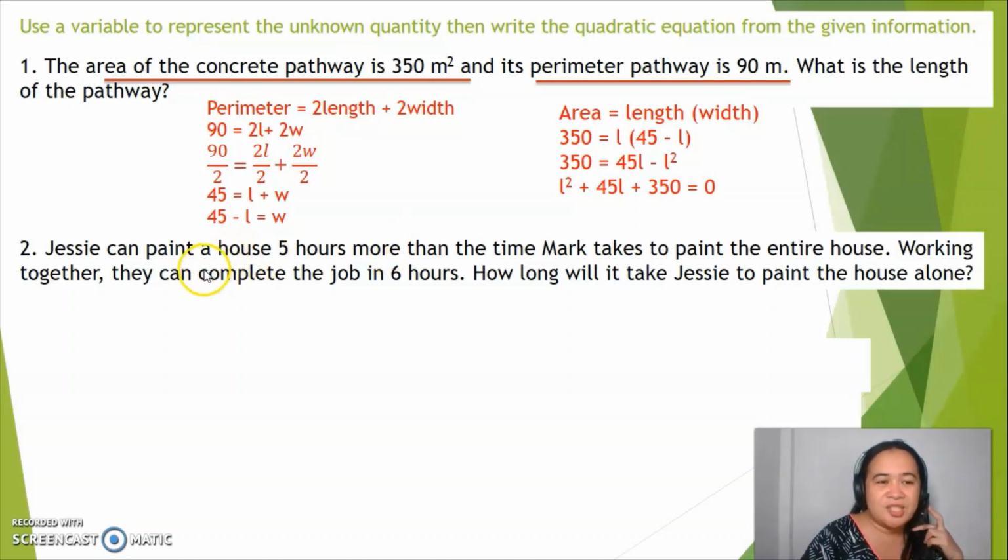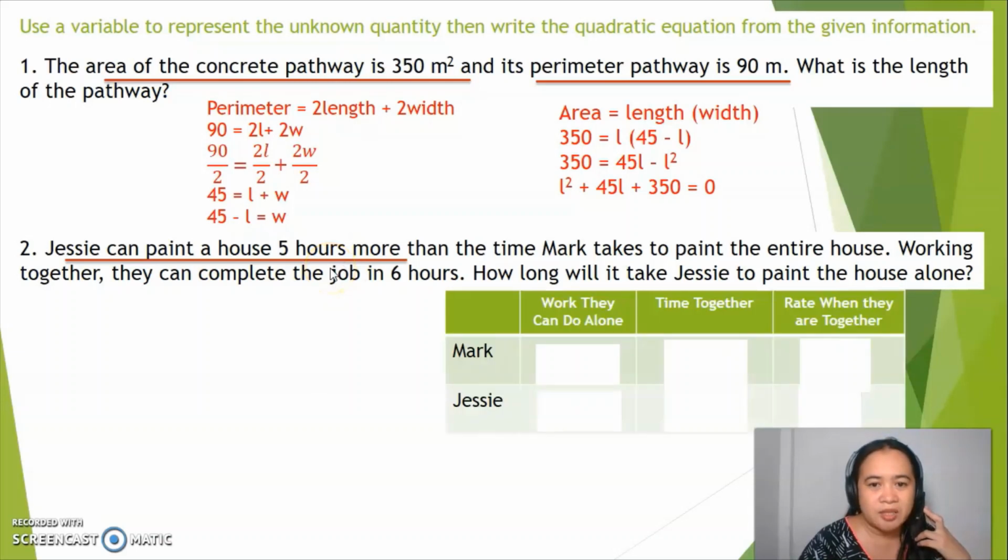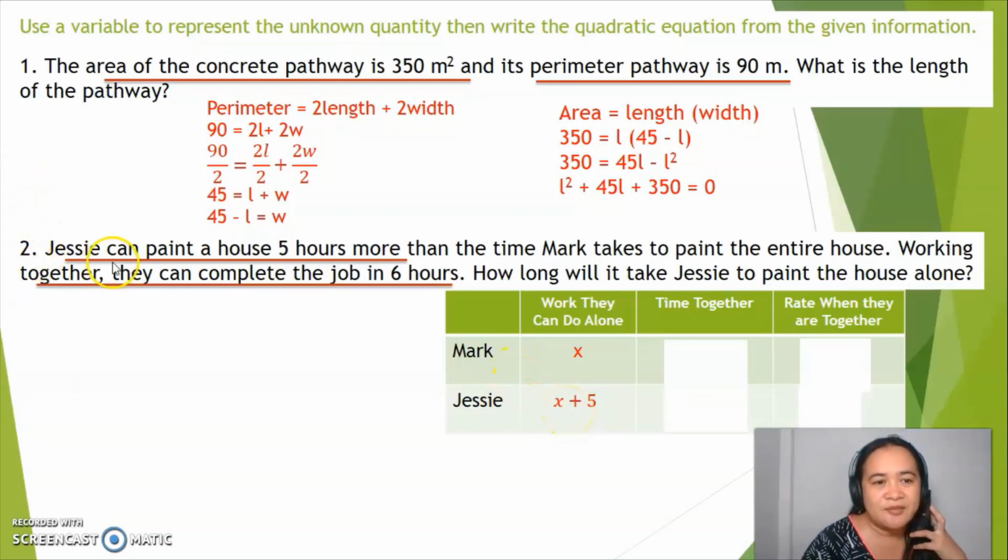Another given. Jesse can paint a house in 5 hours more than the time Mark takes to paint the entire house. Working together, they can complete the job in 6 hours. How long will it take Jesse to paint the house alone? Take note, Jesse takes 5 hours more than Mark. So the time for Mark would be X, while for Jesse it would be X plus 5. Another given is the time together is 6 hours. So this would be 6.